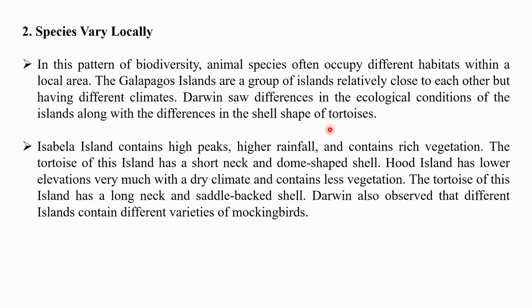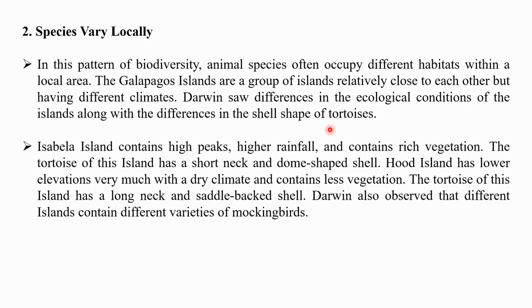So, for example, as we see in this condition, the Galapagos Island, which is actually a group of many small islands that are very close to each other, but all of these islands have different climatic conditions. So, based on these, Darwin observed the differences in the ecological conditions of the islands along with the differences in the shell shape of the tortoises.